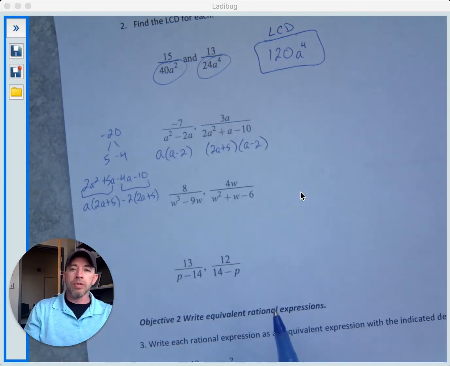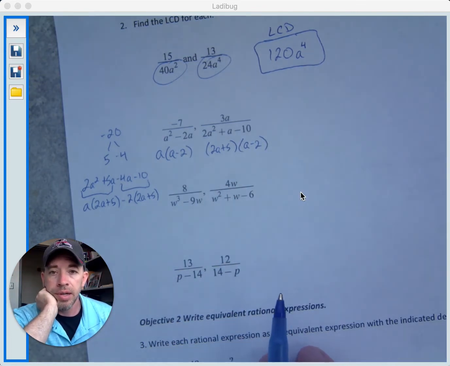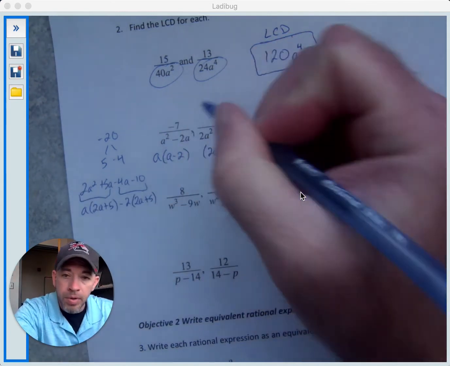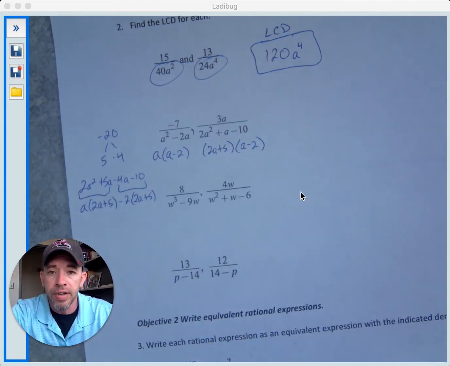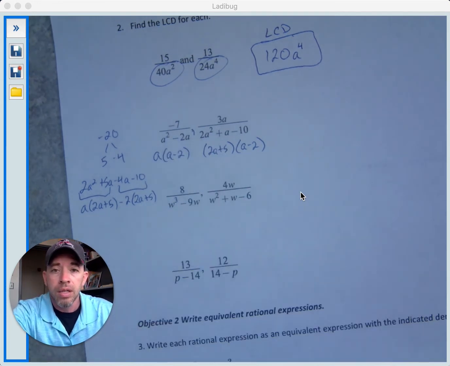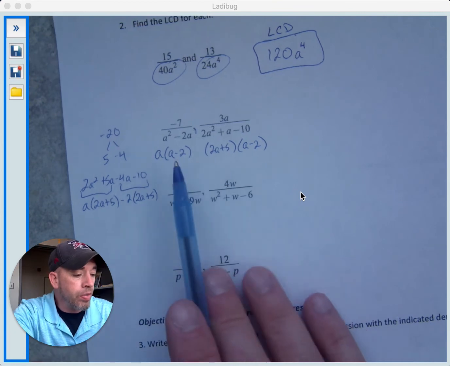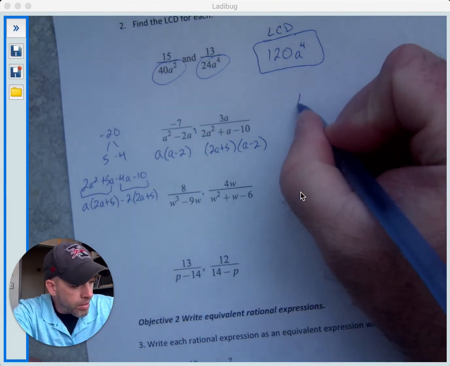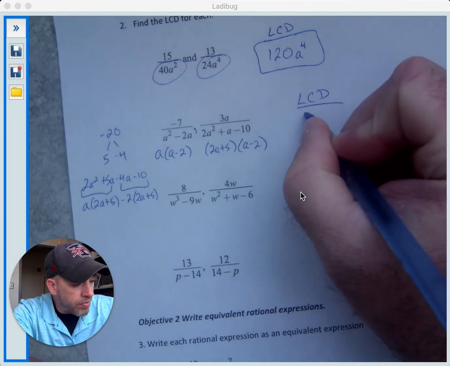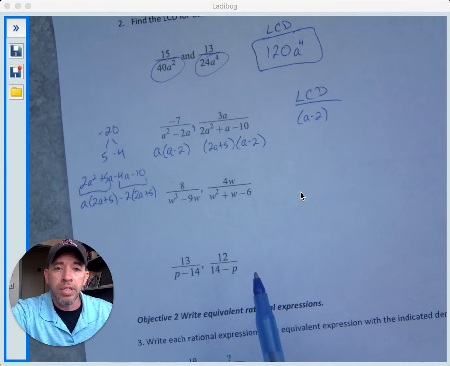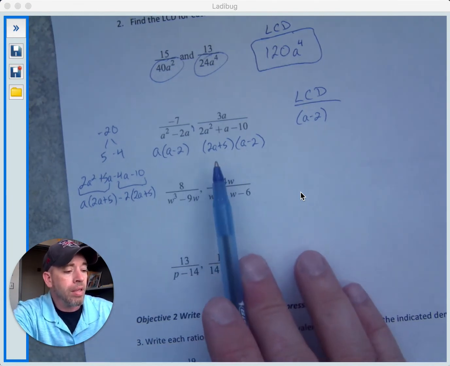All right, so we've factored our denominators, and we want to find the LCD. Now this is a comma here. We're not multiplying or anything. We're just finding the LCD. We don't need to worry about the numerators at all, right? So if you notice, both of these denominators have an a minus 2. And if that's the case, then your LCD is going to have a factor of a minus 2. But it doesn't need two of them. It only needs one. Okay.